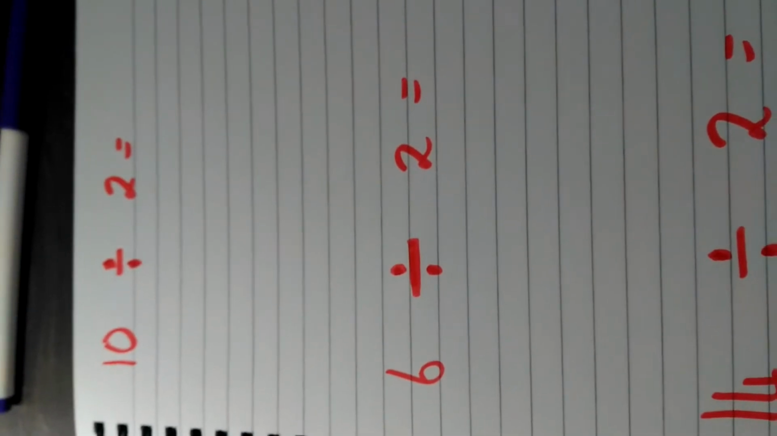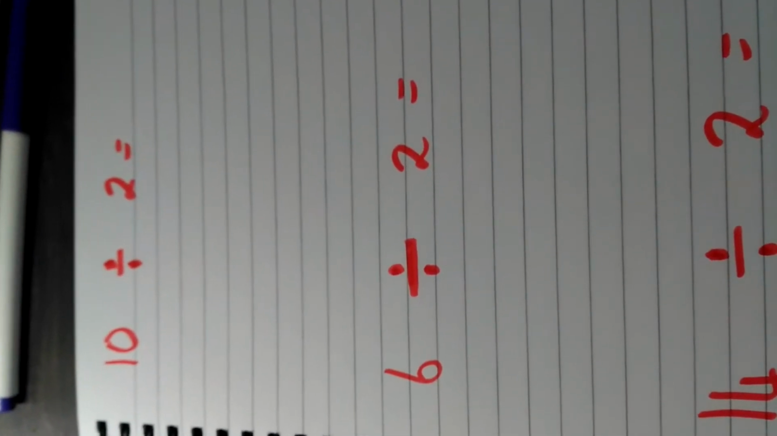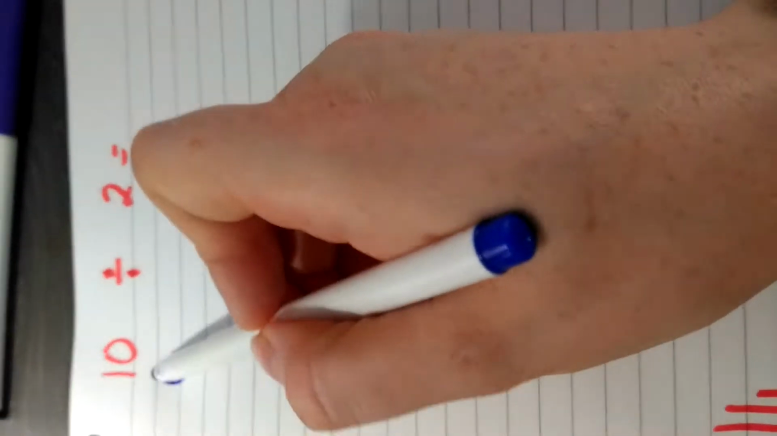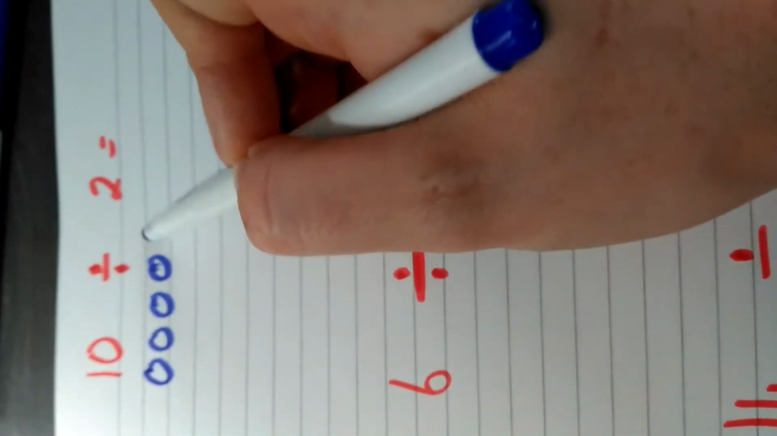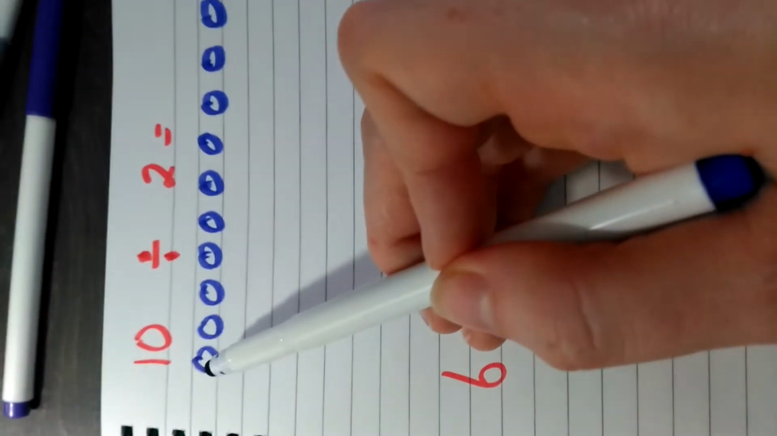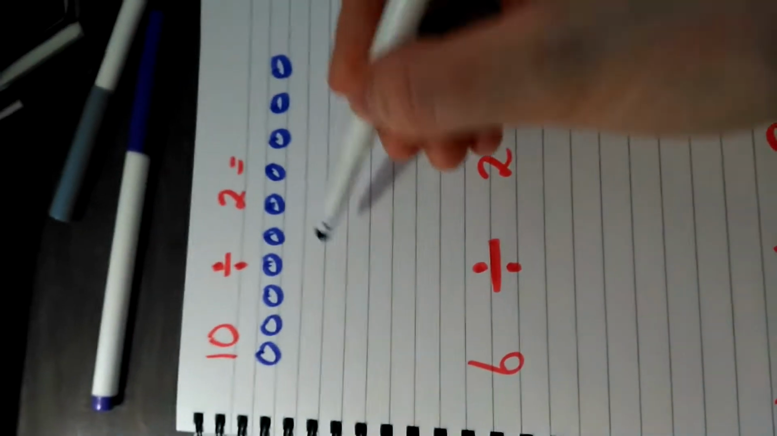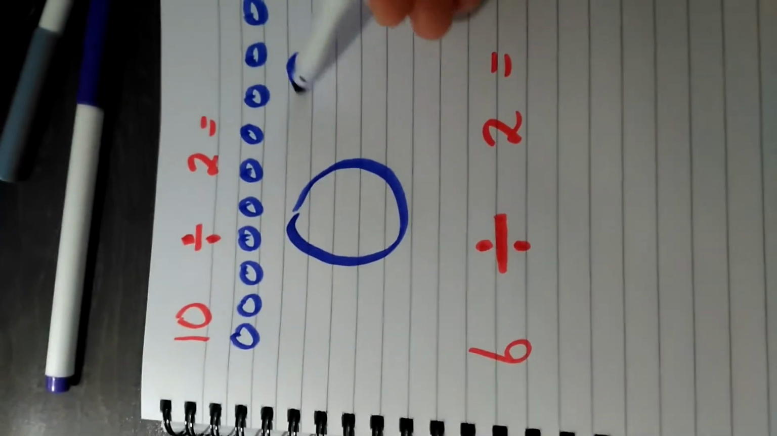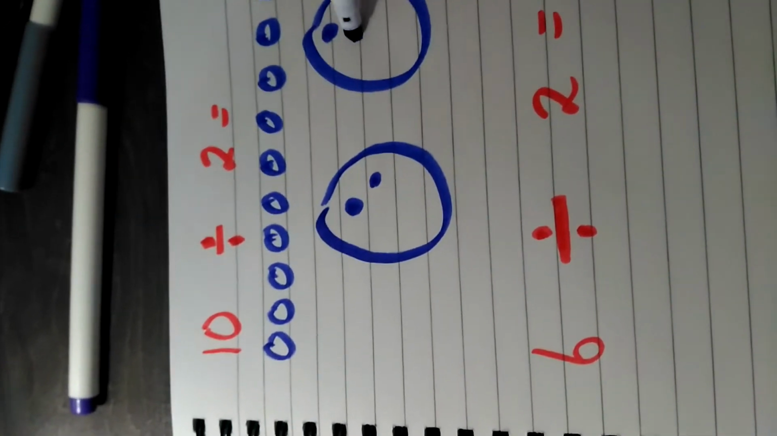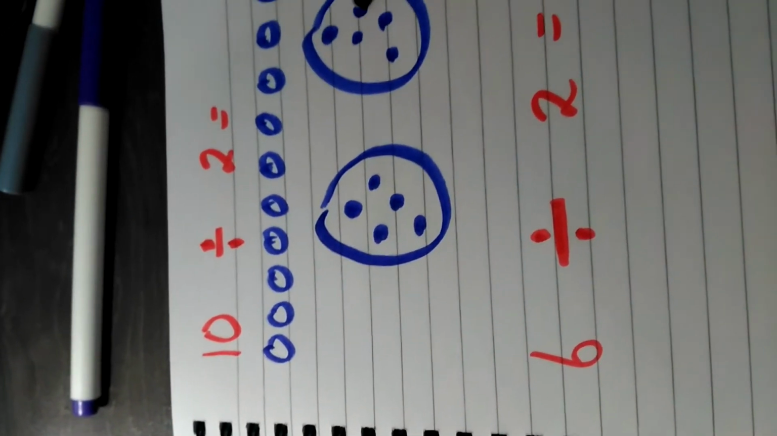So there are a couple of ways you can do it. You can draw, especially numbers to 20, you can draw the ones. So I could draw the number 10 by drawing 10 ones. 5, 6, 7, 8, 9, 10. I'm going to double check. 2, 4, 6, 8, 10. Okay, and then I want to share those into 2 groups. So I'm just going to go 1, 2, 3, 4, 5, 6, 7, 8, 9, 10.